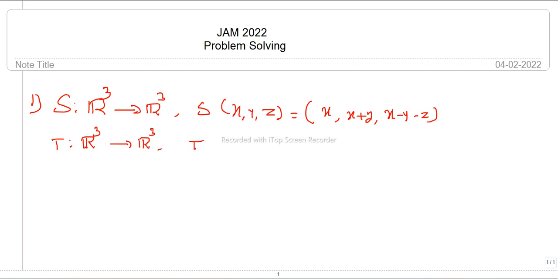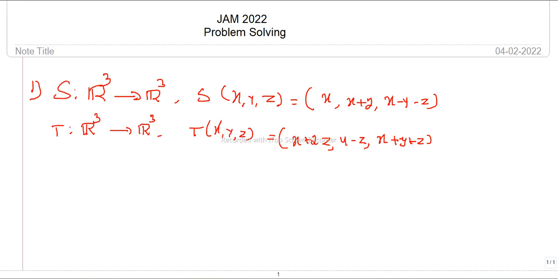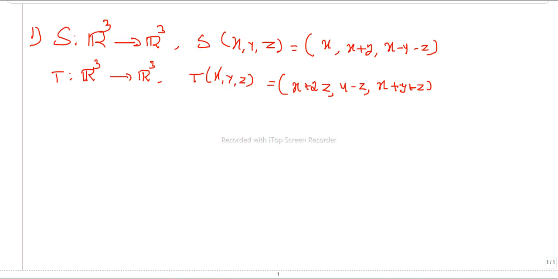defined by T of (x, y, z) equal to (x plus 2z, y minus z, x plus y plus z). Okay, so which of the following is true? The first option is S is invertible but not T.